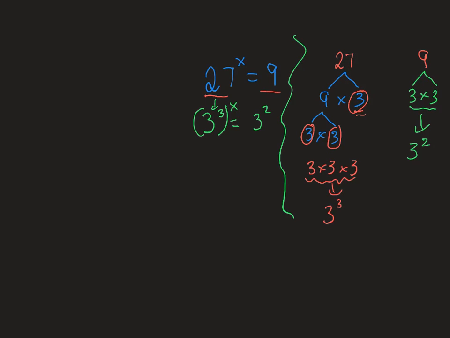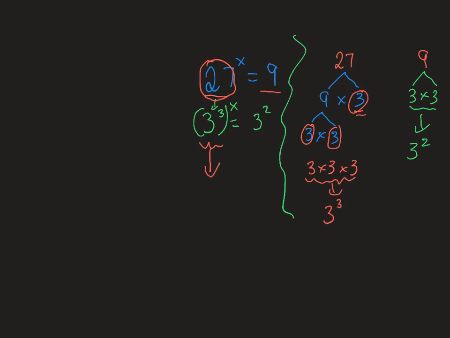And the reason you put the bracket is because, remember, this is 27 here. We're not changing anything here. 3 to the power of 3 is 27. But it doesn't mean the x disappears. The x is still there, and it has to apply to this bracket. So that 27 becomes 3 to the power of 3.